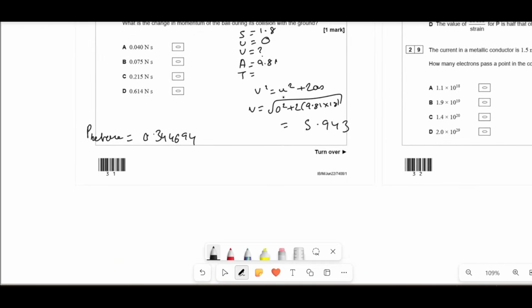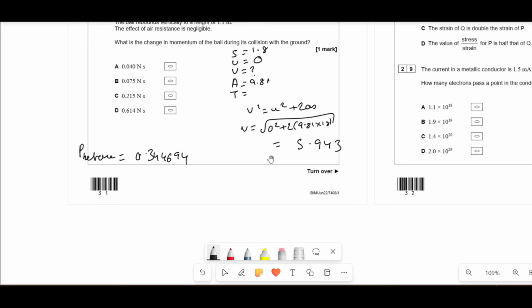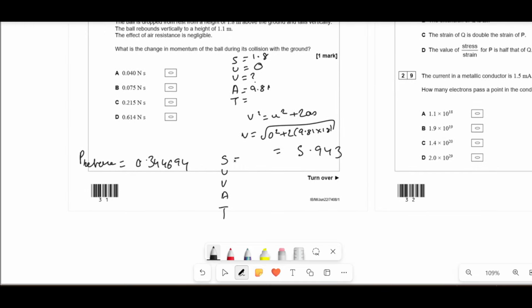Now we've worked out the momentum right before it hits the ground. We need to work out the momentum after. So if we look at the journey that it's taken after, we know that it's gone up a distance of 1.1 meters. Remember that this ball is going to hit the ground, come back up, and then stop.